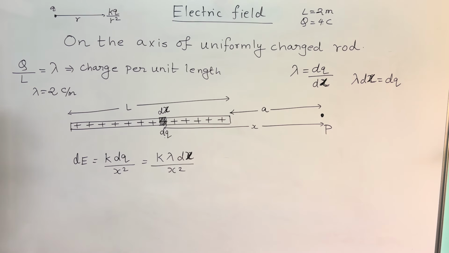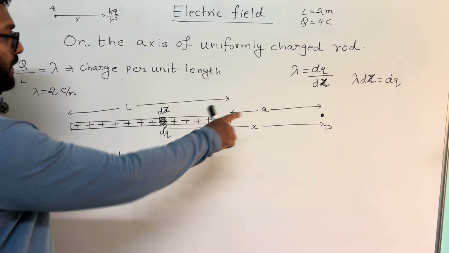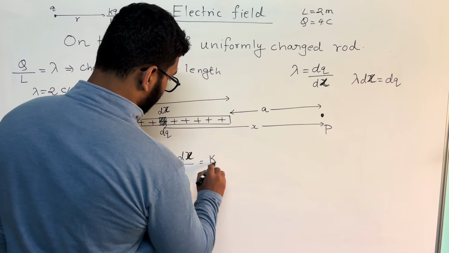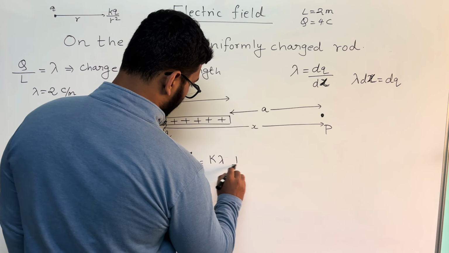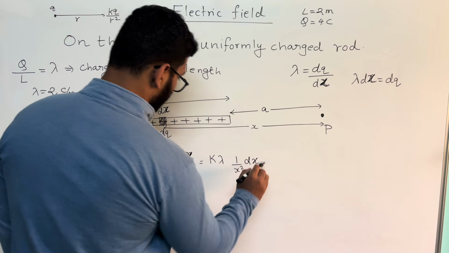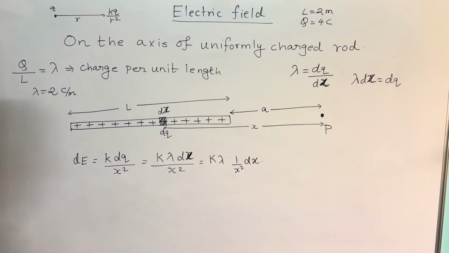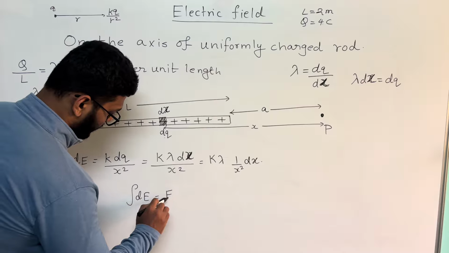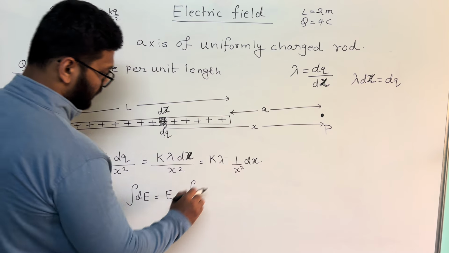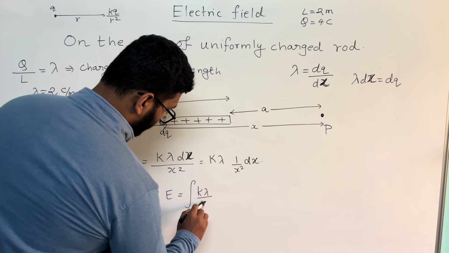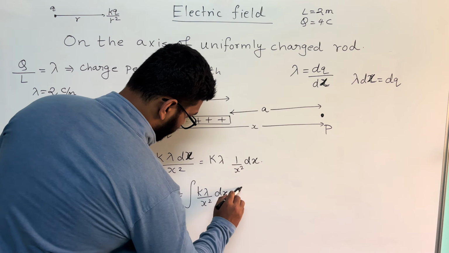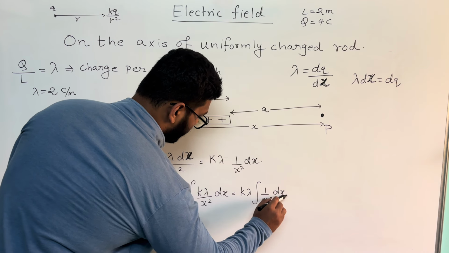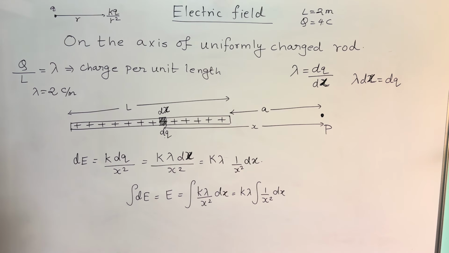Now this electric field at point P, we have to do summation over, right? k lambda is constant, so we will have 1 upon x square dx. Now let's do the integration to get the total electric field. Integration over dE will give you the total electric field E, which is the integration of k lambda by x square dx. k lambda are constant, so we can take them outside, and 1 by x square dx we can integrate.